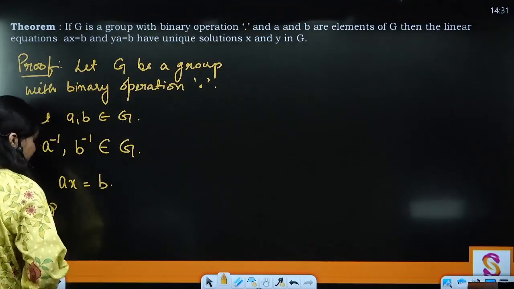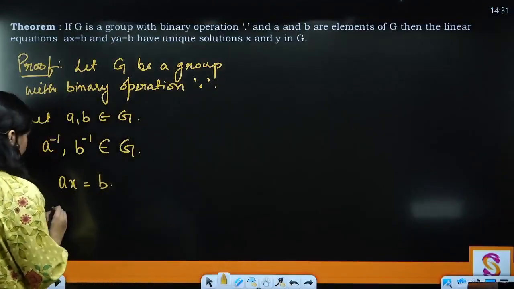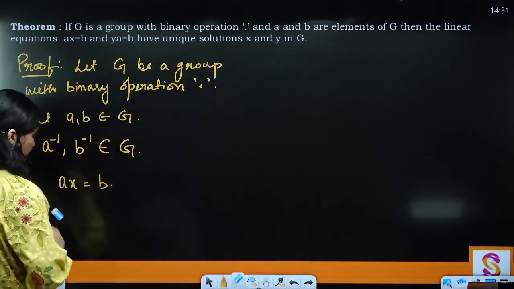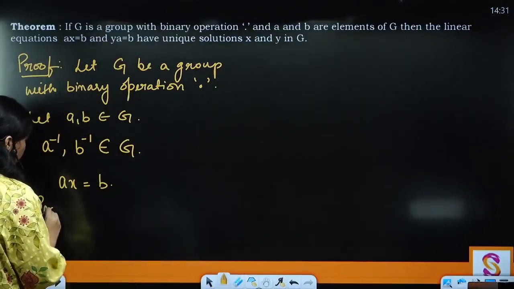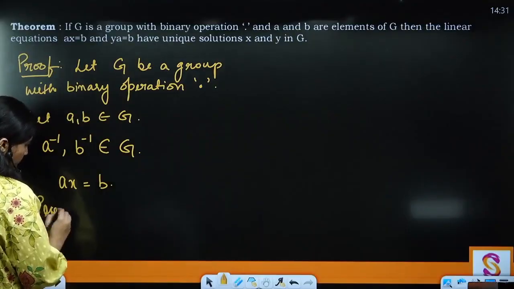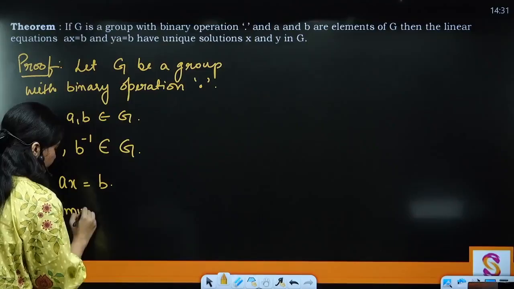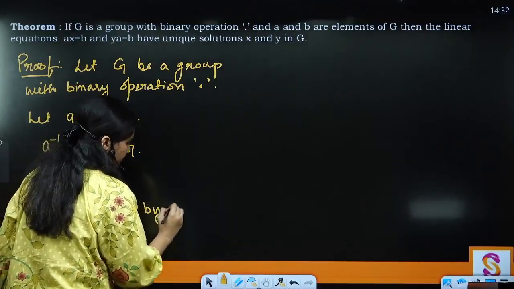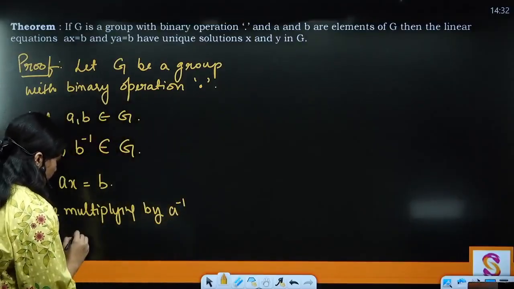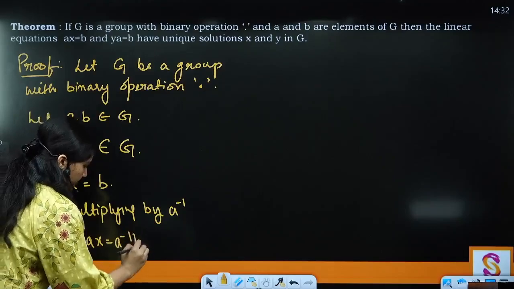Now ax is equal to b is given to us, right? Post multiplying, or pre-multiplying actually. Will pre-multiplying get us there? Yes, pre-multiplying by a inverse. So I'll get a inverse a x equals a inverse b, right?